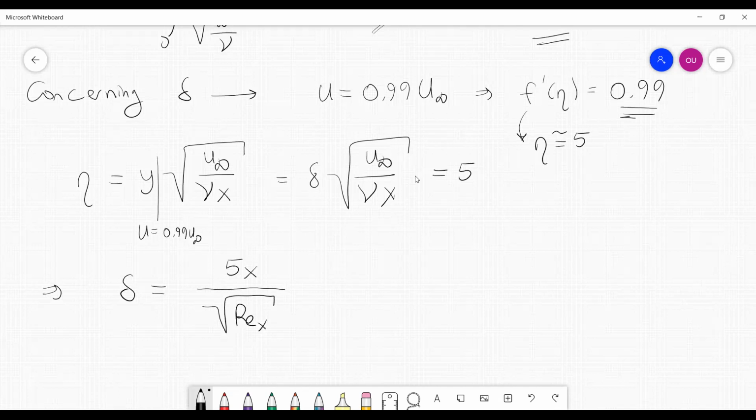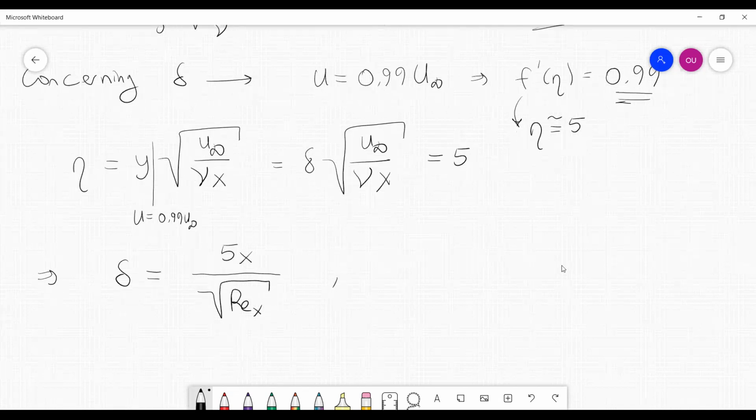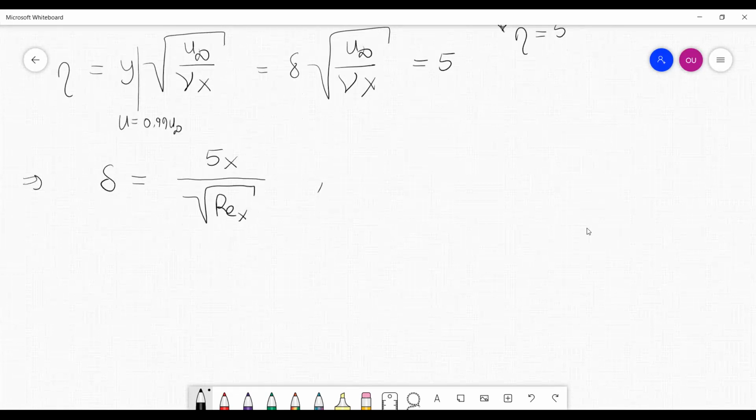Okay. And one important result from here is that the boundary layer growth, so delta, is a function of x, as you can see. The boundary layer growth actually happens proportional to square root of x. Okay. But don't forget that this is the case of a laminar boundary layer.